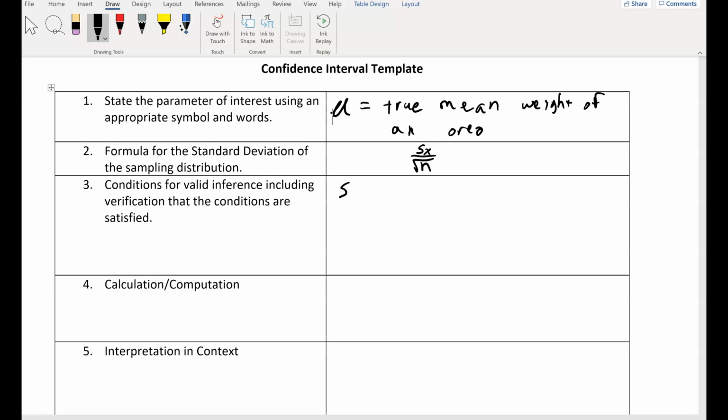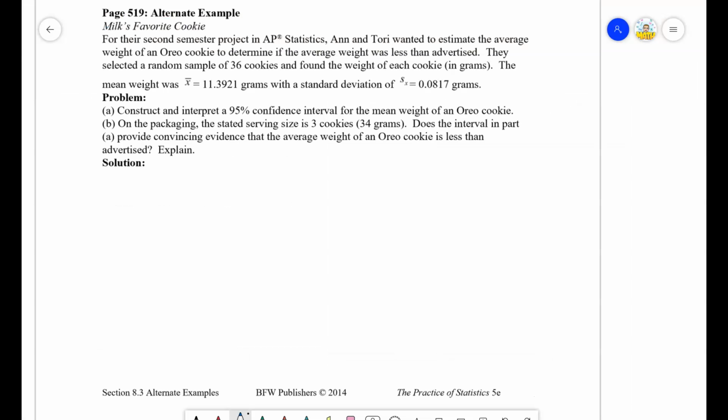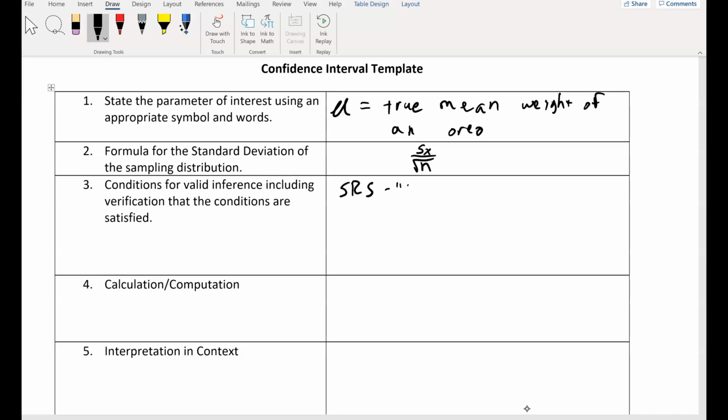Conditions for valid inference. We would like to see that they took a simple random sample. So let's double back and see if it tells us that. It says that for their project, they selected a random sample. Okay, so when I see that in the text, I'm going to make note of that. I'm going to put in quotes "random sample." I put it in quotes because that means it's stated, and so it takes away any kind of assumption on my part. I can say they told me they took a random sample. Okay, I want to have a normal sampling distribution. And we know this is good because they took a sample of 36.